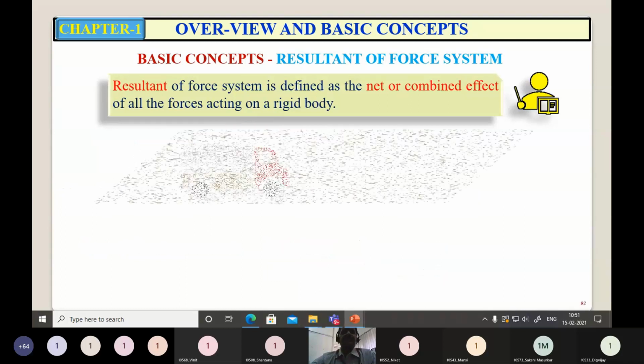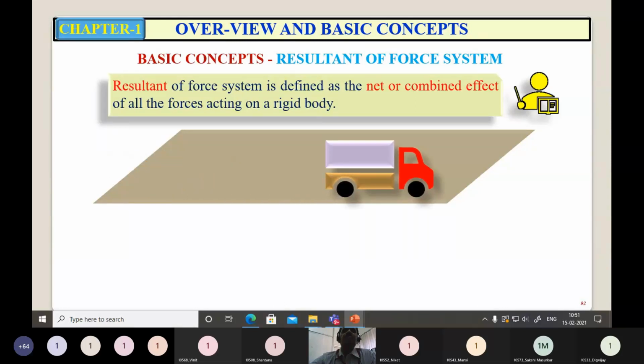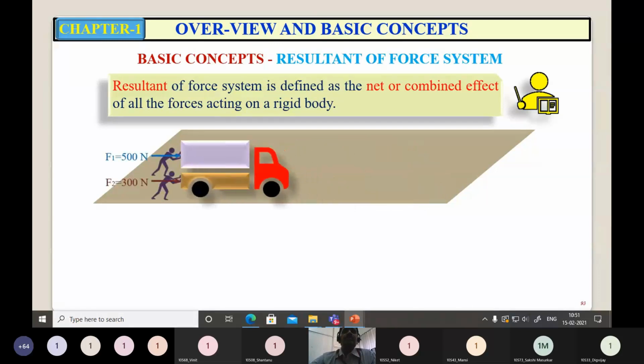Now let us take one example. There is a truck lying on the road. A man is trying to push the truck by applying 500 Newton force, but it is not moving. Then another person applies a force of 300 Newton. Then the truck moves. So in order to produce motion in the truck, two persons are applying 500 Newton and 300 Newton respectively. These two forces have some effect, because of that the truck is moving.